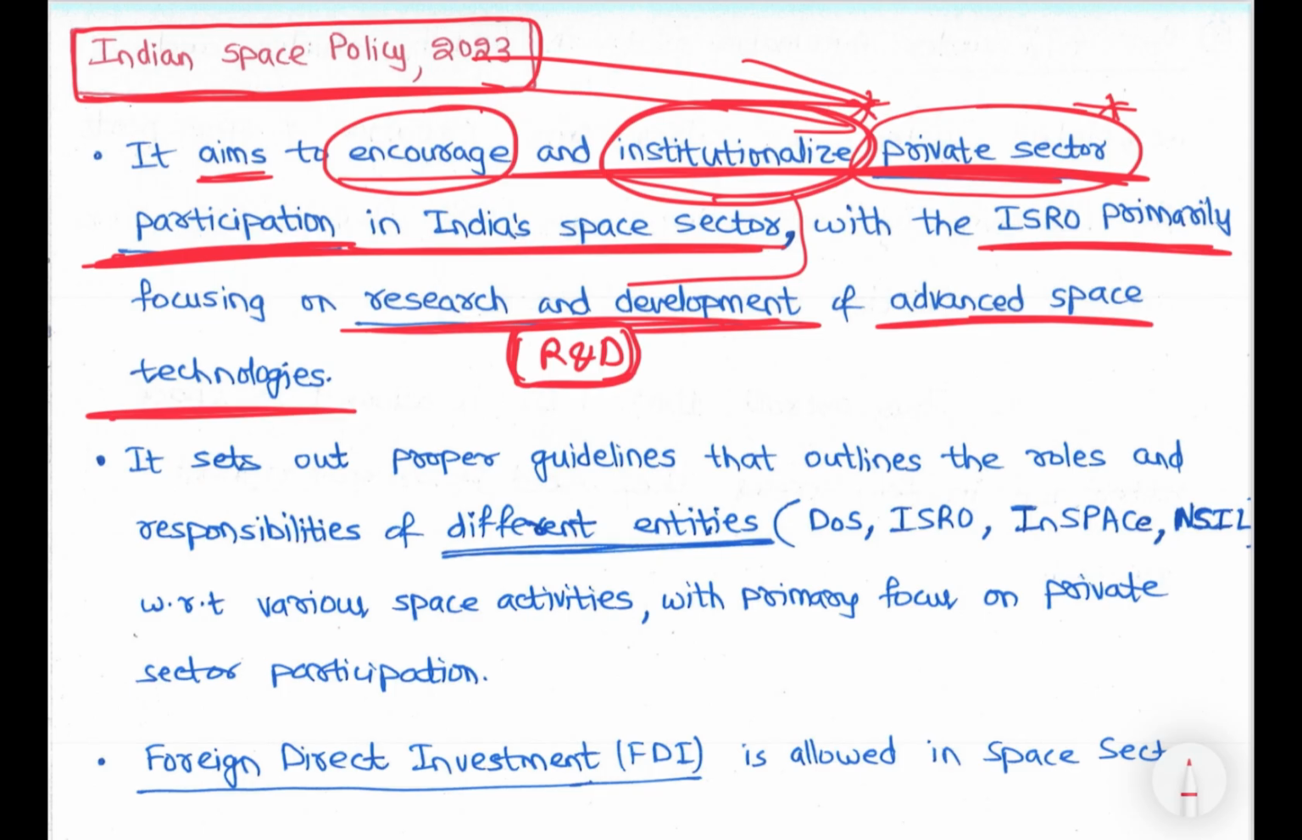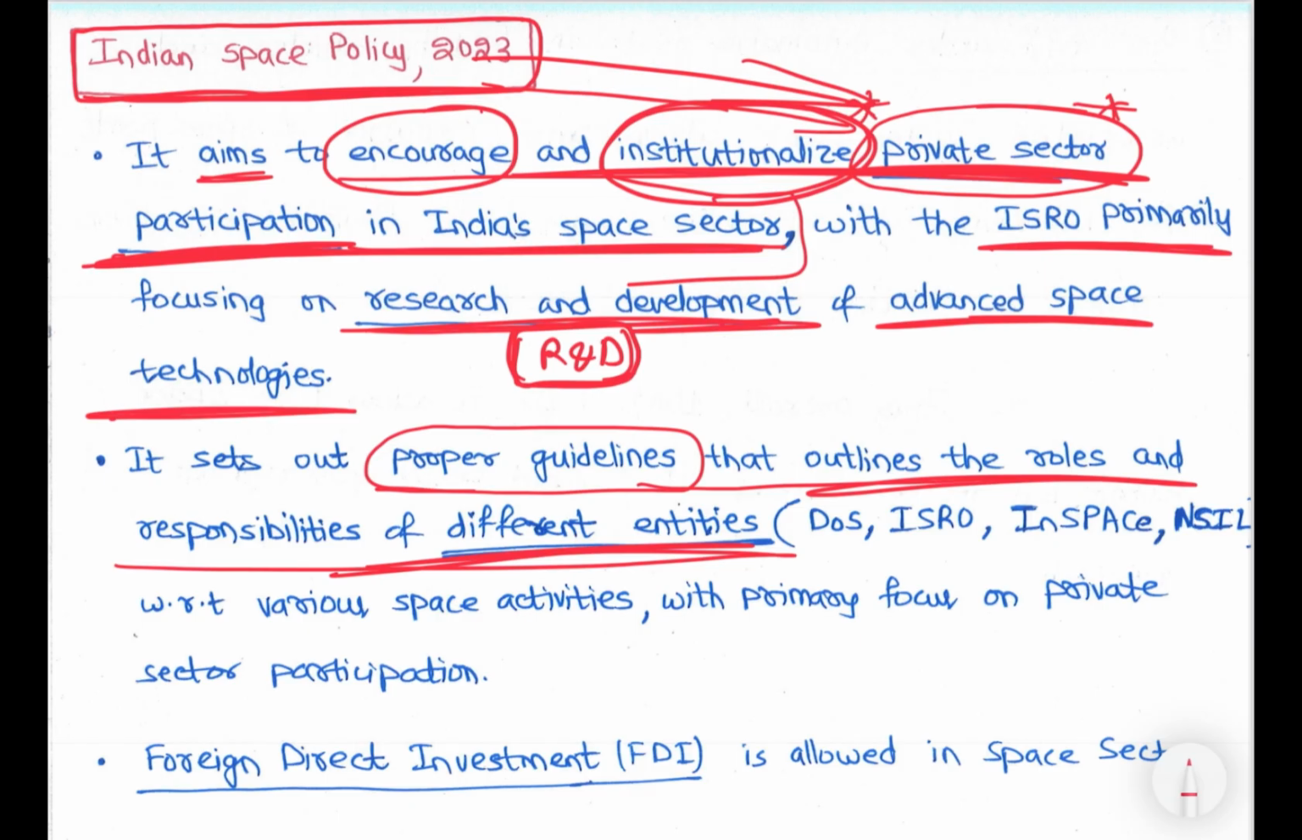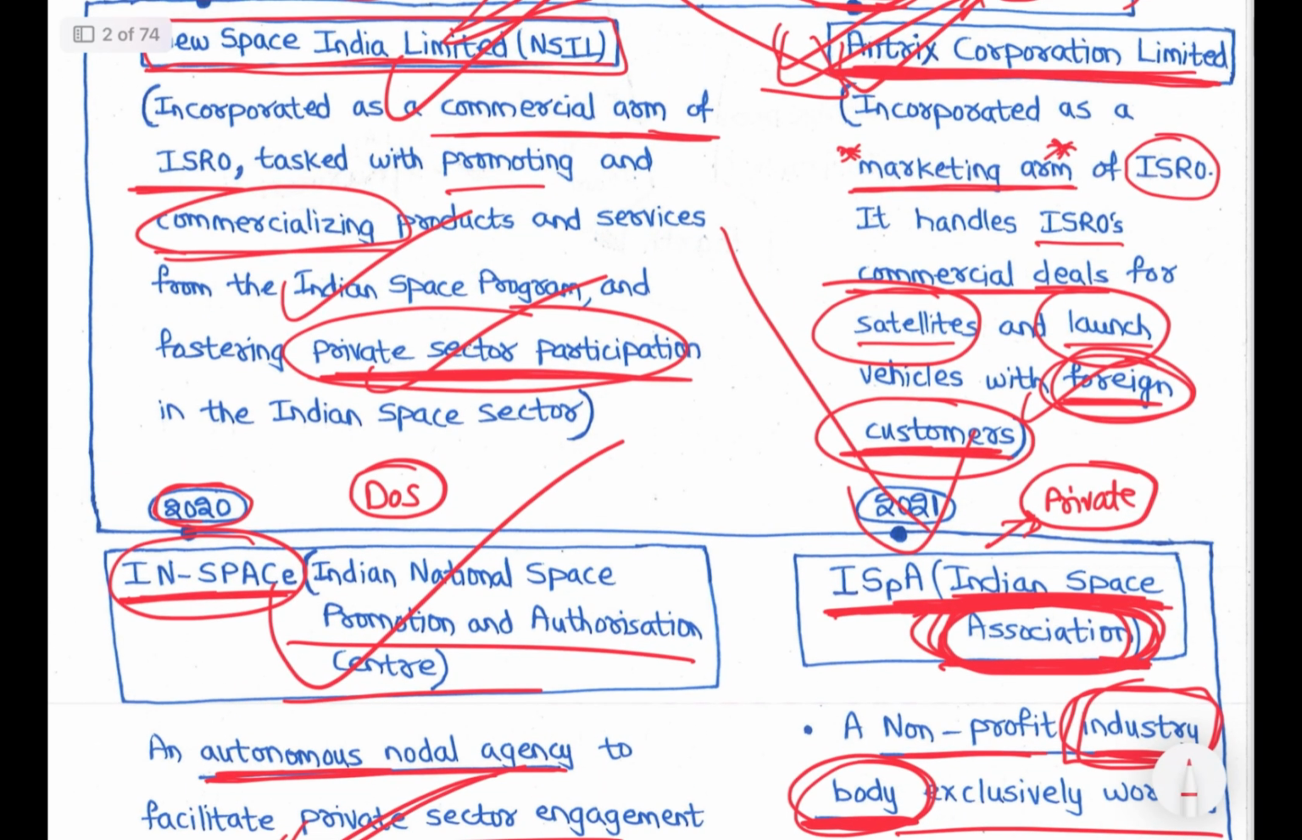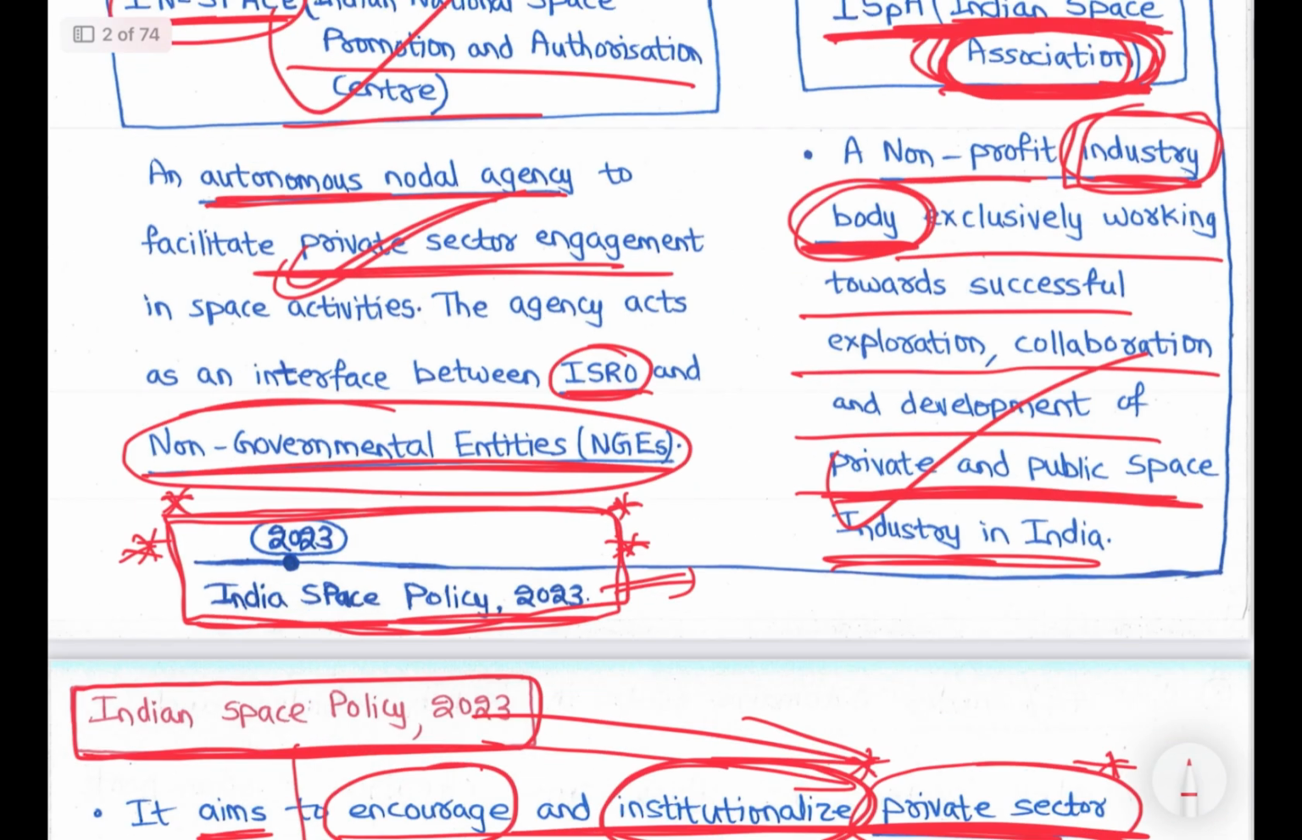Then what the policy does is set out proper guidelines that outline the roles and responsibilities of different entities, that is Department of Space, ISRO, IN-SPACe, NSIL, right? So जो भी institutions हमने डिस्कस किया, और उनका specific role जो भी हमने डिस्कस किया, all these roles are clearly mentioned in the space policy, right?